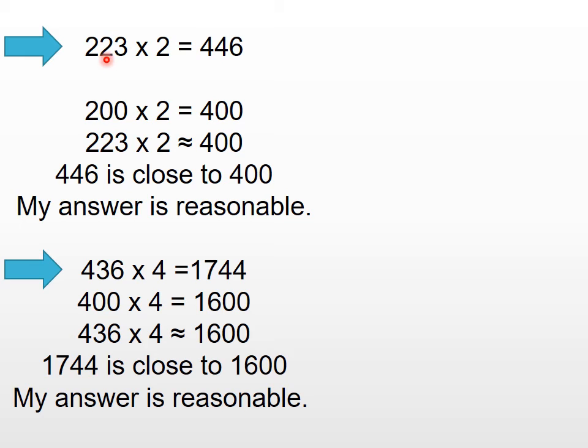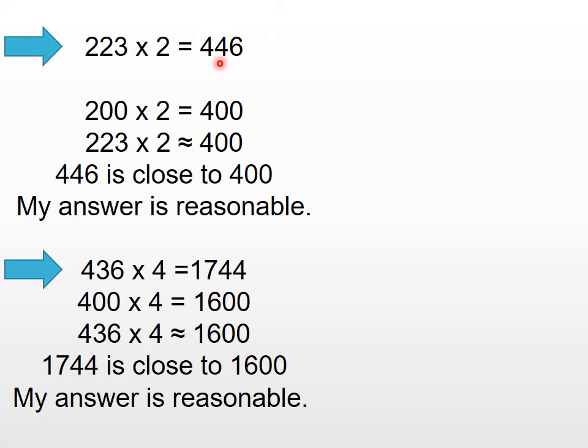That means that since 223 is very close to 200, if I multiply 223 by 2, my answer should be very close to 400. I know 200 multiplied by 2 is 400, so 223 multiplied by 2 should also be very close to 400. Now, what was my answer? 446. Is 446 close to 400? Yes, it is close to 400. That means my answer is reasonable.